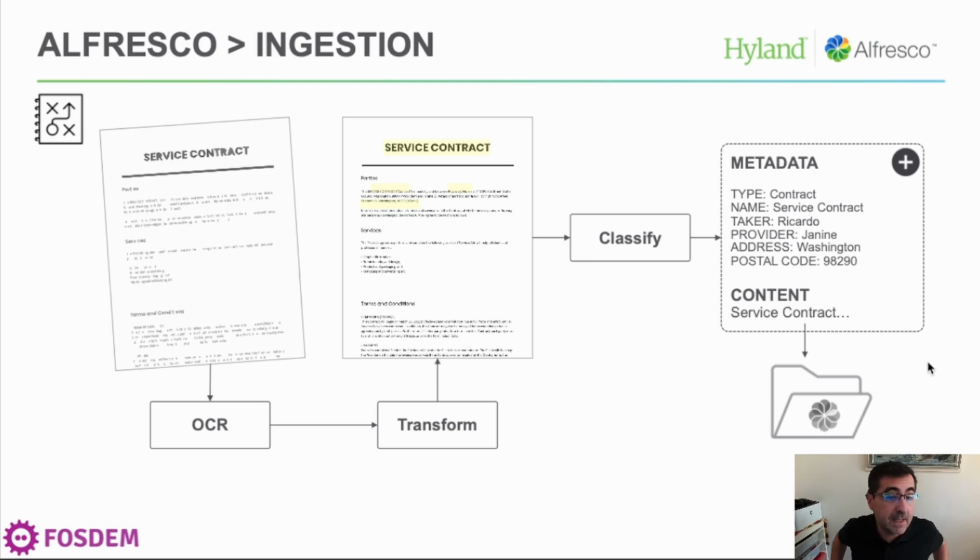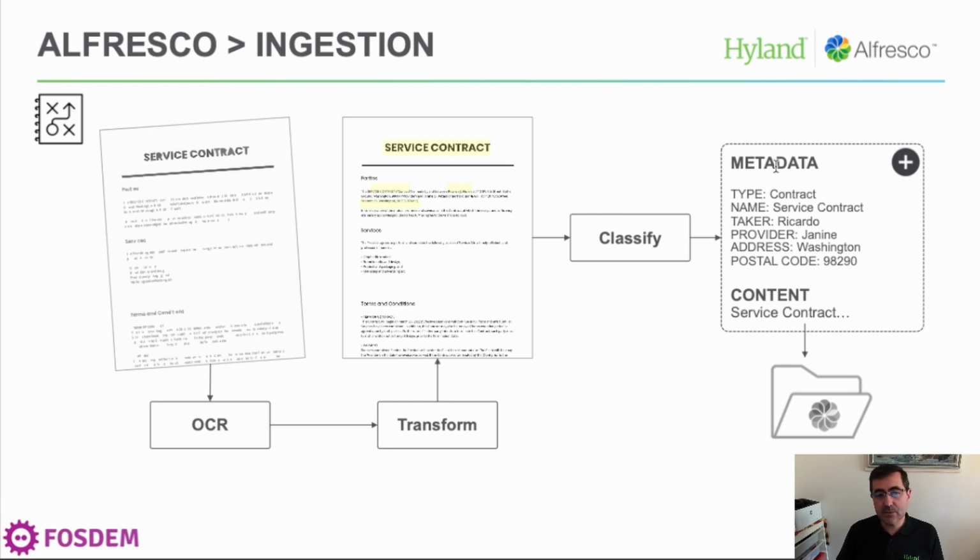So let's move on to the ingestion process. The ingestion process mainly is just getting a document that can be rotated, that can be grainy. We can apply some processes like OCR or transformation in order to get something more clear, in order to get the text of the document and the right quality, so we can classify the document.